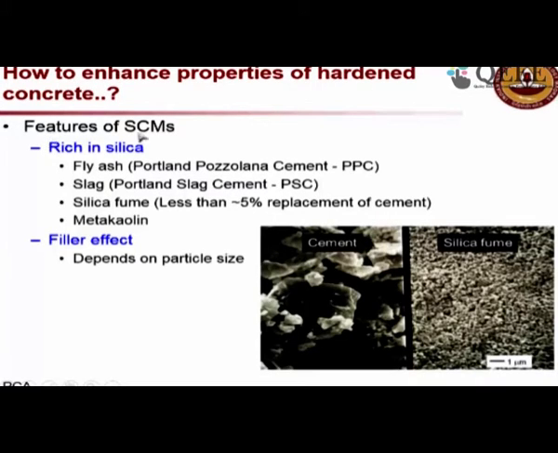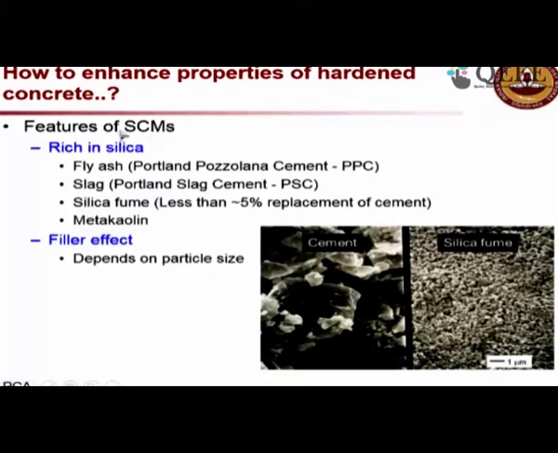So, we said that we can use mineral admixtures to enhance the properties of the hardened concrete. Features of SCMs: SCM stands for supplementary cementitious materials. In India, we also call them mineral admixtures. The term mineral admixtures is mostly used in the Indian subcontinent. When you look at journal papers, you will mostly see the term supplementary cementitious materials.